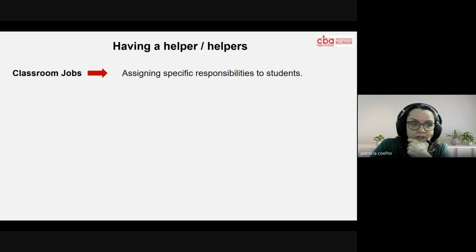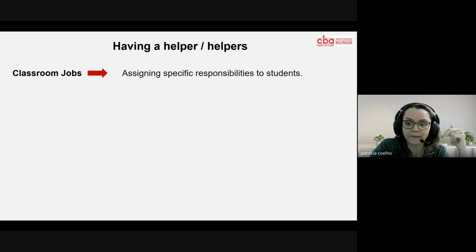So giving classroom jobs is assigning specific responsibilities to students. What kind of responsibilities? Erasing the board, turning on the light, turning off the light if you use a projector, close the door, open the door, distribute the material, collect material, distribute tests. Why not fill up your water bottle?